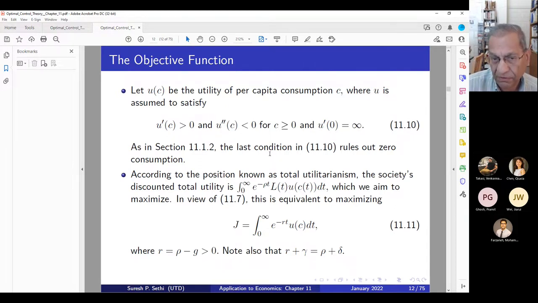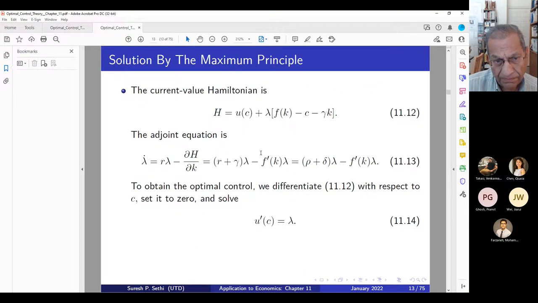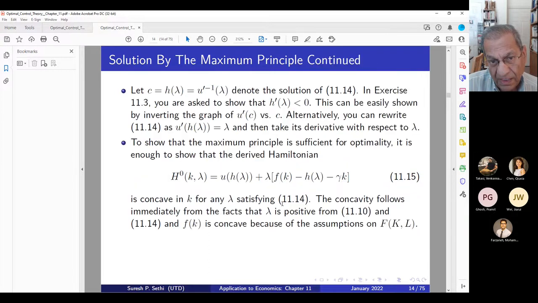And that's what we're going to get to. So I have the Hamiltonian, lambda dot, and the current value Hamiltonian. And we already have U prime C equal to lambda from the previous 11.1. So this is kind of the same as before, but we don't have lambda T equal to alpha. We don't have a terminal fixed value on lambda. So what to do? How do you solve this problem?